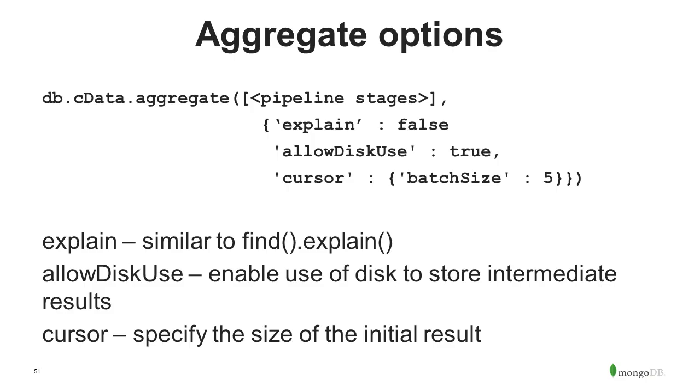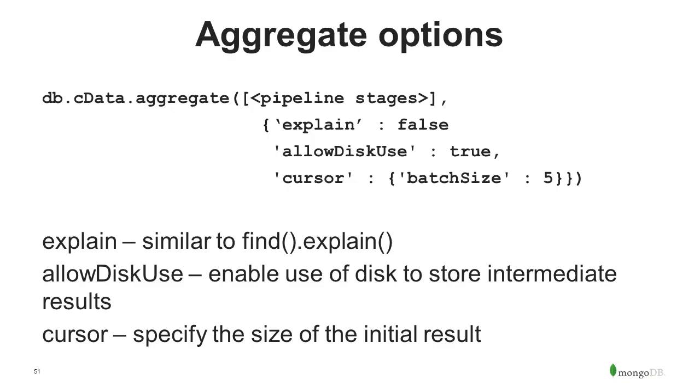So here's a couple of the options. I believe I mentioned most of these already. One thing to note is that the return of calling aggregate is itself a cursor. So if you're familiar with how find returns a cursor, aggregate returns a cursor as well, so you can iterate over that.